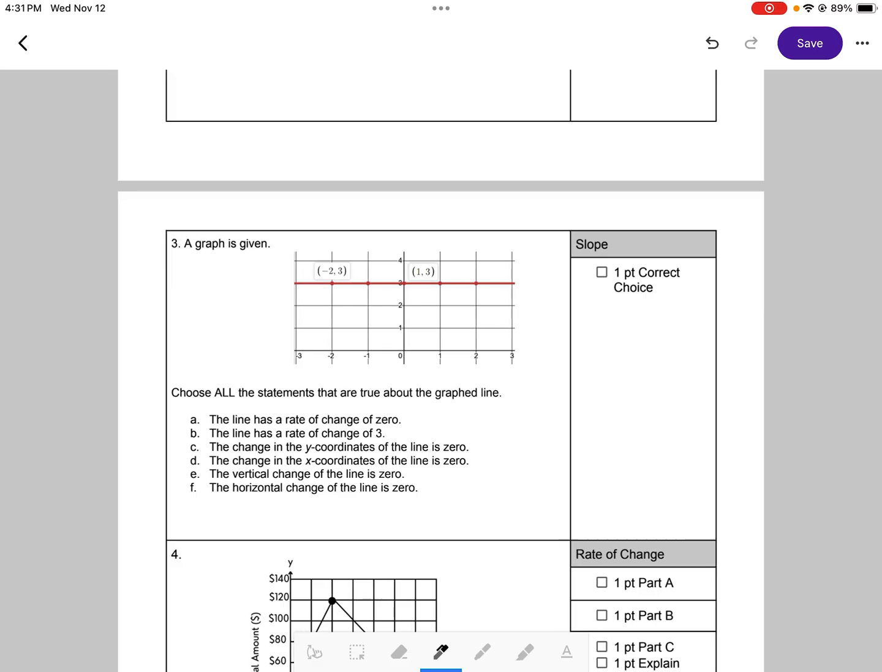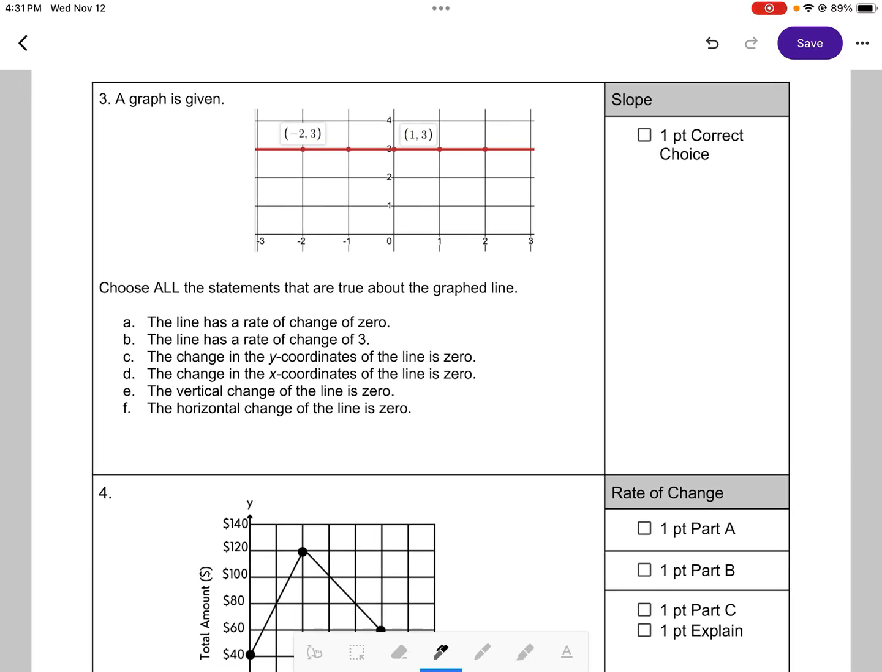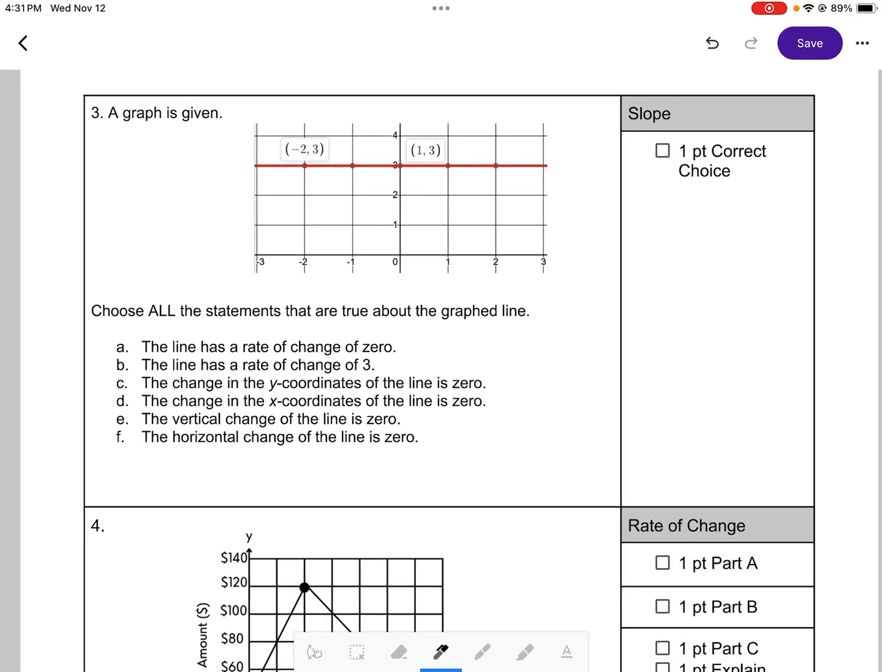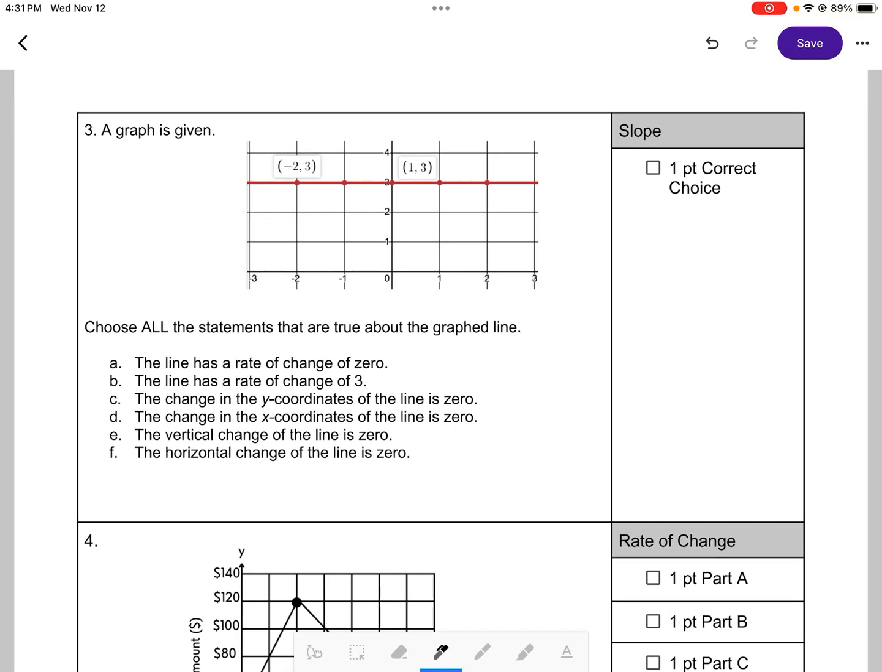Okay, let's look back at number 3. It says a graph is given. Choose all the statements that are true about the graphed line. Okay, so I know that a horizontal line has an M, a slope, of 0. And we need to choose all the correct statements that are true about the graphed line. So A, the line has a rate of change of 0. Well, I just said rate of change and slope are the same, and we just said that M equals 0, so that's true. B, the line has a rate of change of 3. Well, we just said it has a rate of change of 0, so B cannot be a possibility.